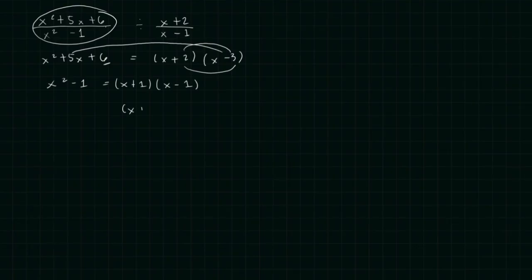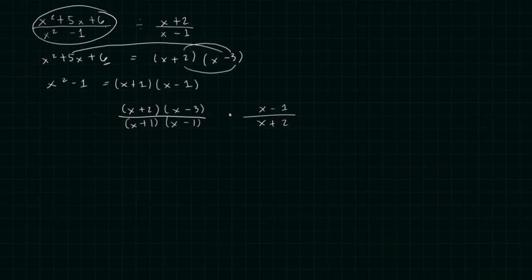Next is, we're going to copy our factorized form. X plus 2 parenthesis and x plus 3 parenthesis, copy x plus 1 and x minus 1, x minus 1. And then change the sign from division into multiplication. And then reciprocal the x plus 2.